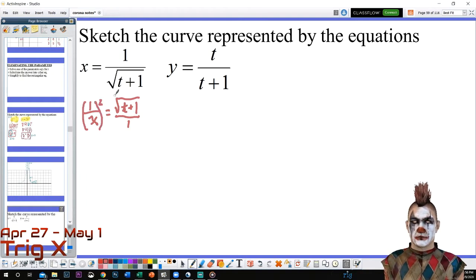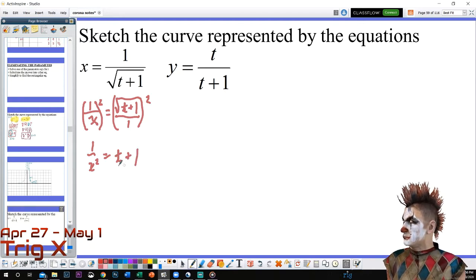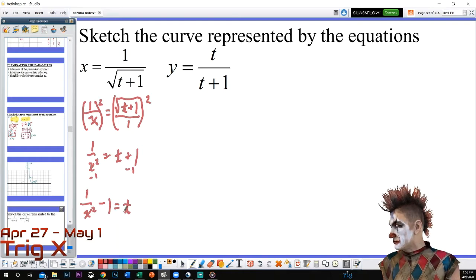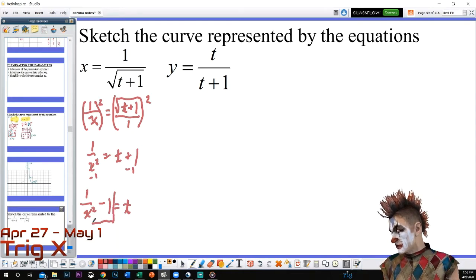Next, I want to get rid of the square root, so I'm going to square both sides. So this gives me 1 over x squared equals t plus 1. Now, next, I need this to be t, so I just need to subtract 1 from both sides. So that gives me 1 over x squared minus 1 equals t. And that's it.